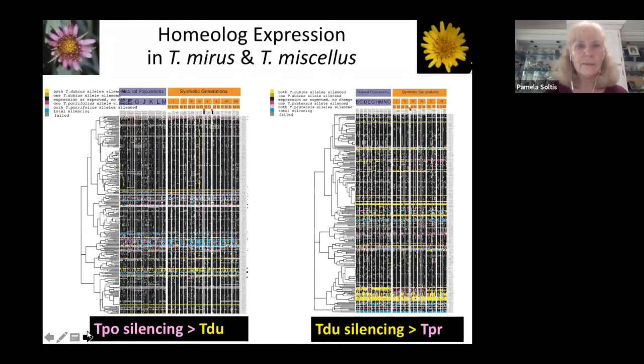We see very similar sorts of patterns when we look at homolog gene expression. So the previous analysis was done with genomic DNA. This was done with cDNA. The grids are set up in the same way. So we see, for the most part, duplicate gene expression. But in some cases, we see the pink bars, that's the silencing of the porphyrious parent. And in other places, yellow, silencing of the dubious parent. And the same thing is true for the Tragopogon misellus individuals, with more, in this case, silencing of dubious than the pretensis copy. You can see some pink here, but not nearly as much.